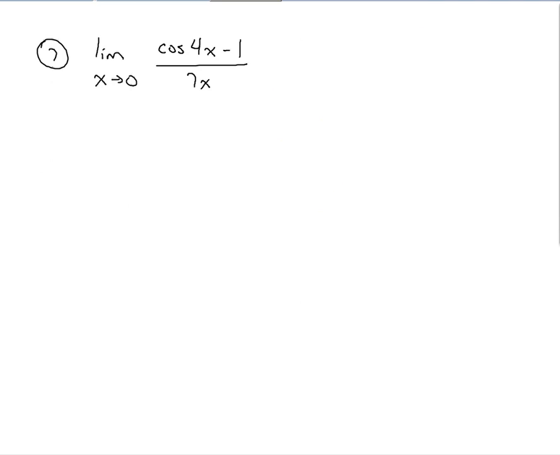Now in a similar fashion, let's look at the limit as x approaches 0 applied to a rational function where we have the cosine of 4x minus 1 over 7x. Going back to my helpful trig limits, I know if I take the limit as x approaches 0 and apply that to 1 minus the cosine of x over x, or to the cosine of x minus 1 over x, that's going to give me 0 back. So kind of like the last problem, I want my argument on the cosine function to match up with what I have down here.